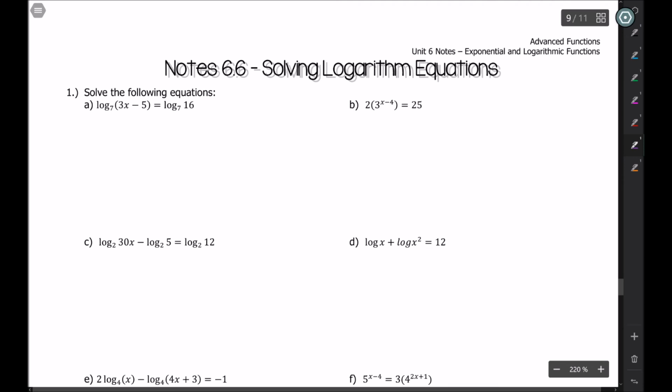Notes 6.6 are on solving logarithmic equations. Before we go ahead and actually solve these logarithmic equations, I just want to remind you guys about the domain of a logarithmic function.